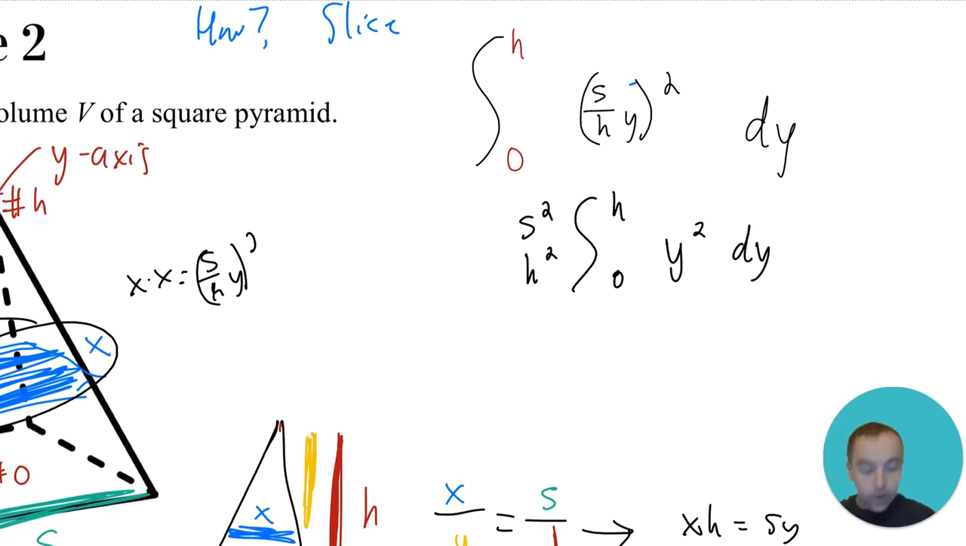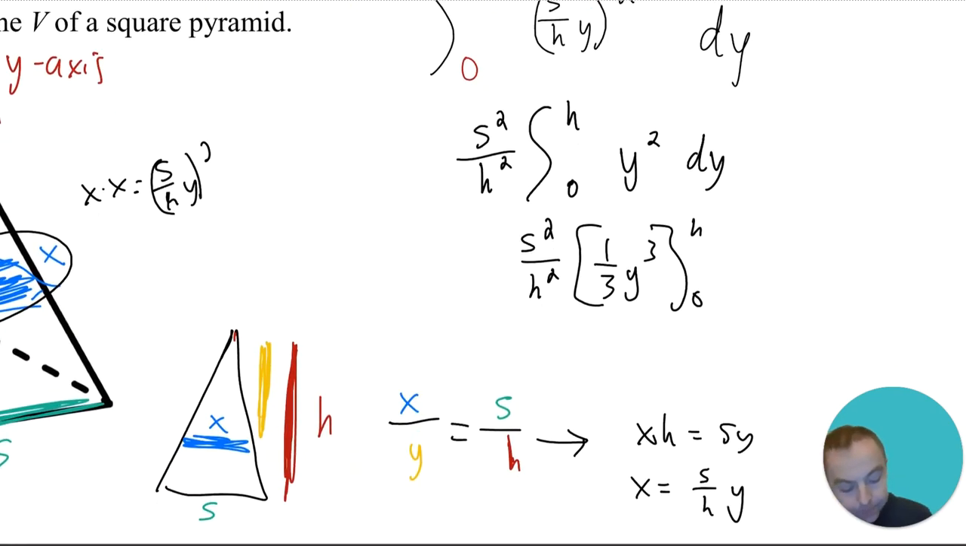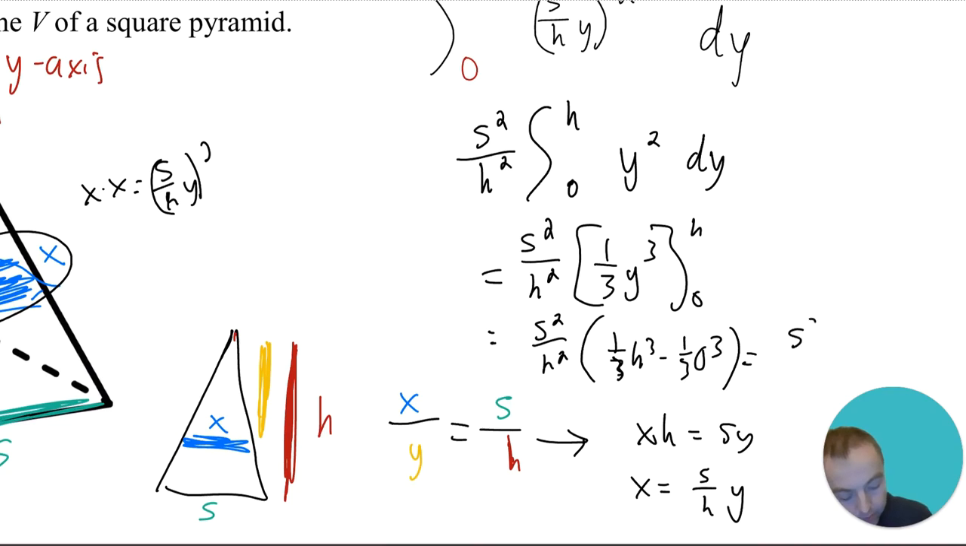And then using the power rule, it's 1/3 y cubed that we will evaluate between 0 and h, and multiply by s squared over h squared in front of that. So this would be equivalent to s squared over h squared, and then plugging in h, 1/3 h cubed, plugging in 0, 1/3 0 cubed, which just results in s squared over h squared times 1/3 h cubed.